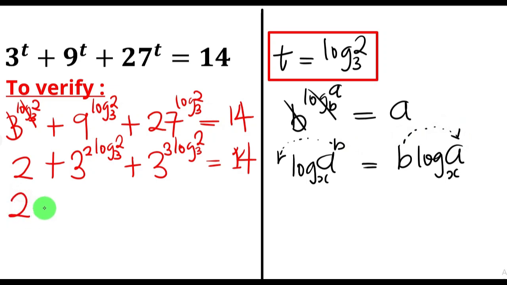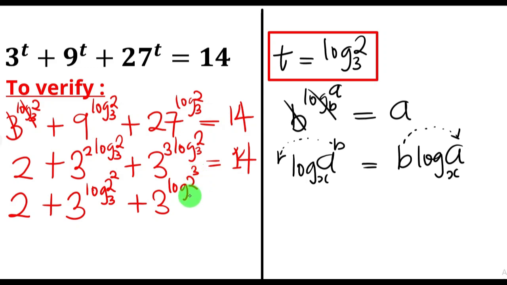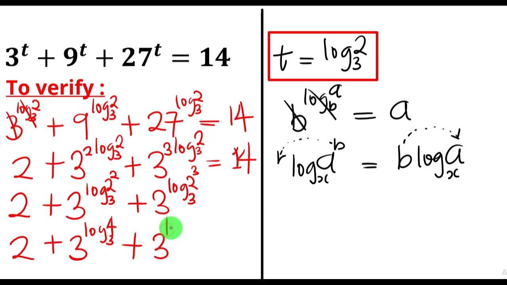Having the same thing, we have 2 plus 3 raised to the power of log of 2 squared base 3, plus the same thing happens here, 3 raised to the power of log of 2 cubed base 3. So definitely this is going to be 4 and this is going to be 8. So we still have this 2 here. Then we have 3 raised to the power of log of 4 base 3, plus 3 raised to the power of log of 8 base 3. Then still checking if this will be equal to 14.